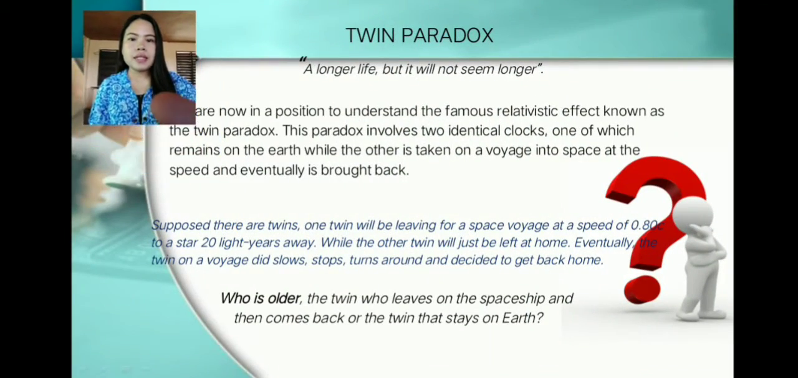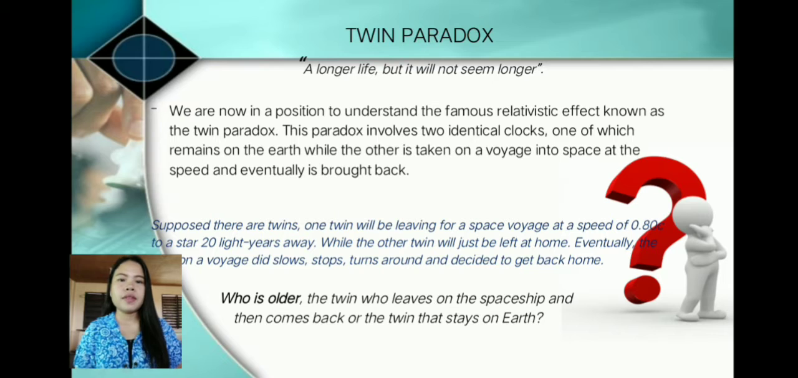So let me discuss our lesson for today, which is the twins paradox. The very essence of this twins paradox is put into a quotation: a longer life, but it will not seem any longer. So how is it possible that a longer life doesn't seem any longer at all? We are now in a position to understand the famous relativistic effect known as the twins paradox. This paradox involves two identical clocks, one of which remains on Earth while the other is taken on a voyage into space at a speed and eventually is brought back.